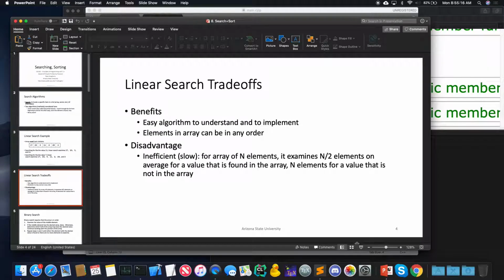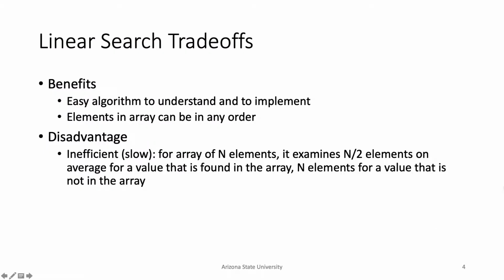Okay, so we talked about trade-offs last time. It's super easy to implement, and it could be in any order, but the disadvantage is it's slow. So if you had 100,000 elements, then you have to search on average half of the list because it could be in the first half or the second half. Regardless of that, you're going to be searching a lot of elements no matter what on average.